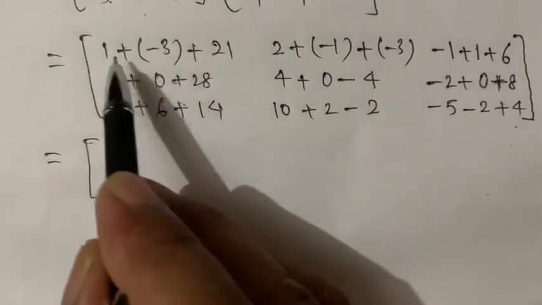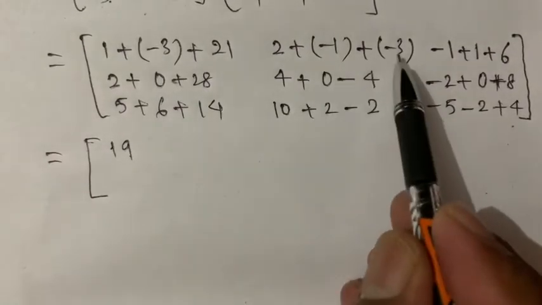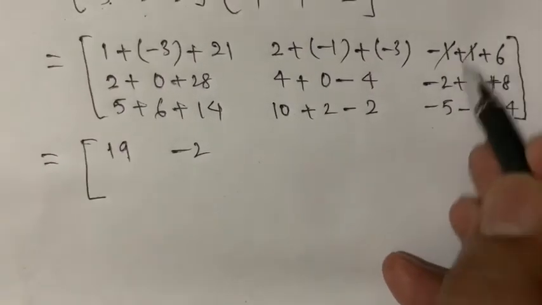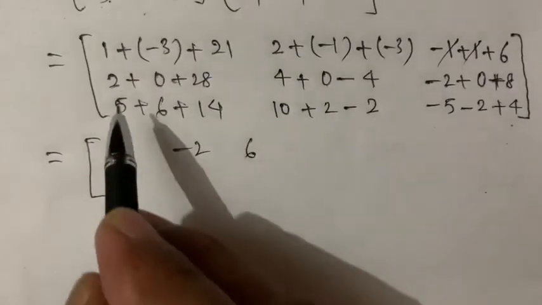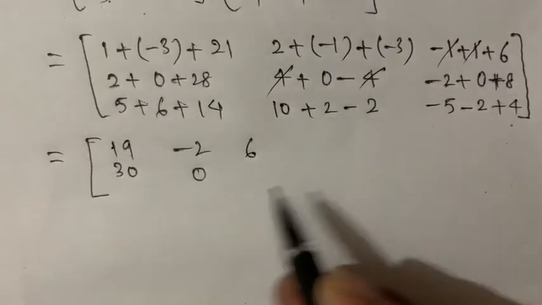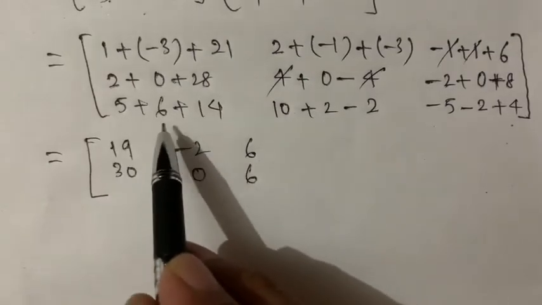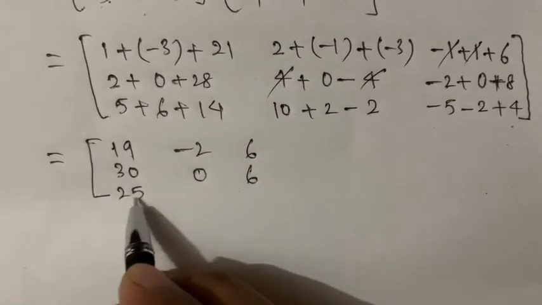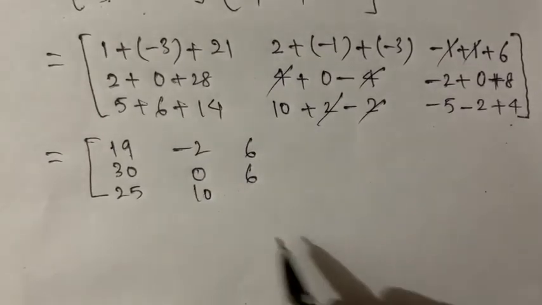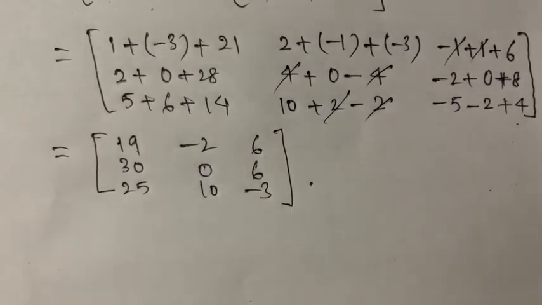Now 21, 1 plus 22 minus 3 will give us 19. Then it will be 2 minus 4 minus 2, and 6 will be there. Minus 1 and 1 will cancel to give us 6. 28 plus 2 will give us 30. 4 and minus 4 will cancel to give us 0. 8 minus 2 will give us 6. 5 plus 6, 11, plus 14, 25. Then we have 2 to cancel, and it will be 10. And minus 7 plus 4 will be minus 3. And this is the answer for the given question.